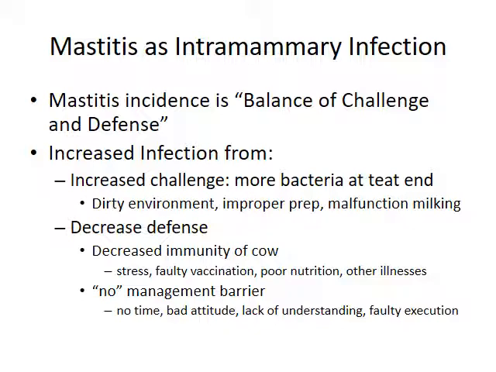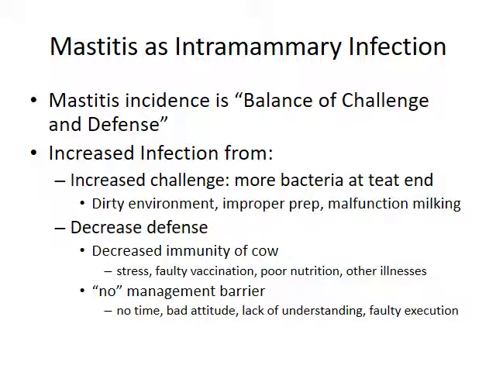If we're going to have increased intramammary infection, that can be from increased challenge, increased challenge overwhelming our defenses. We've got too much there for our defenses to take care of. So we're looking at more bacteria at the teat end. Anything that will cause that will lead to an increased challenge. We can look at a dirty environment, improper prep of the udder during milking, or a malfunctioning milking machine, which can all lead to more bacteria at the teat end and or into the mammary gland itself.